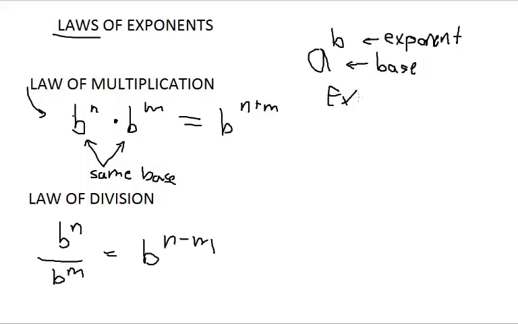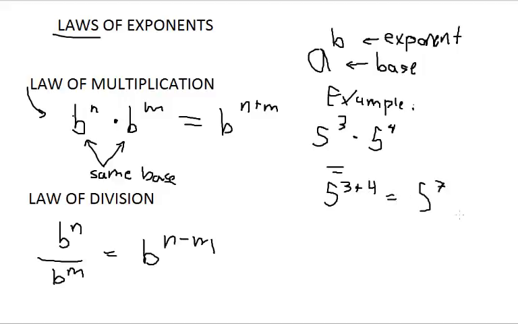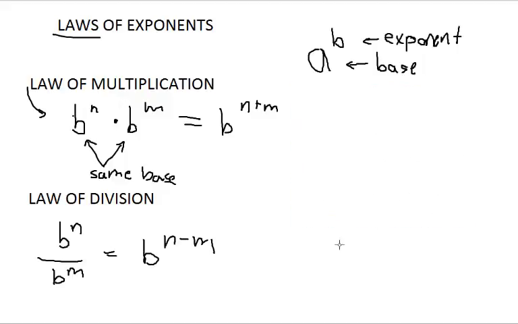I will first give an example for the law of multiplication. We start out with 5 elevated to the 3 times 5 elevated to the 4. So we have to add up the exponents, which gives 5 elevated to the 7. We move on to another example.